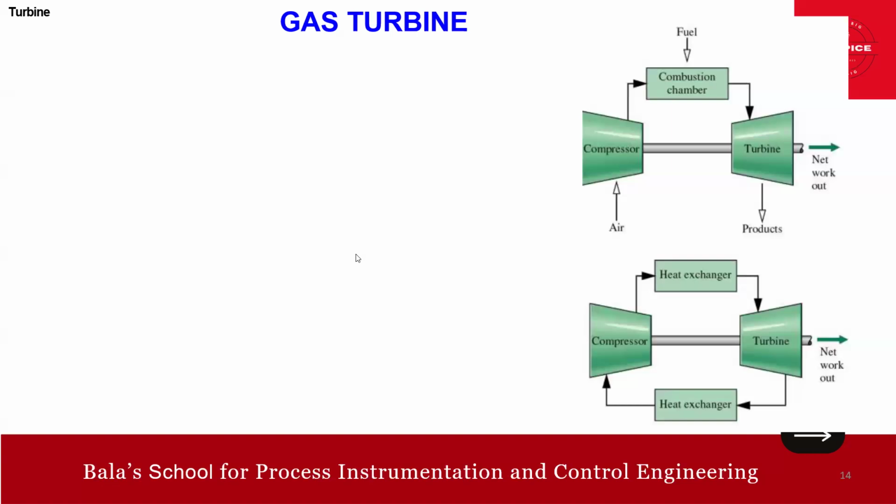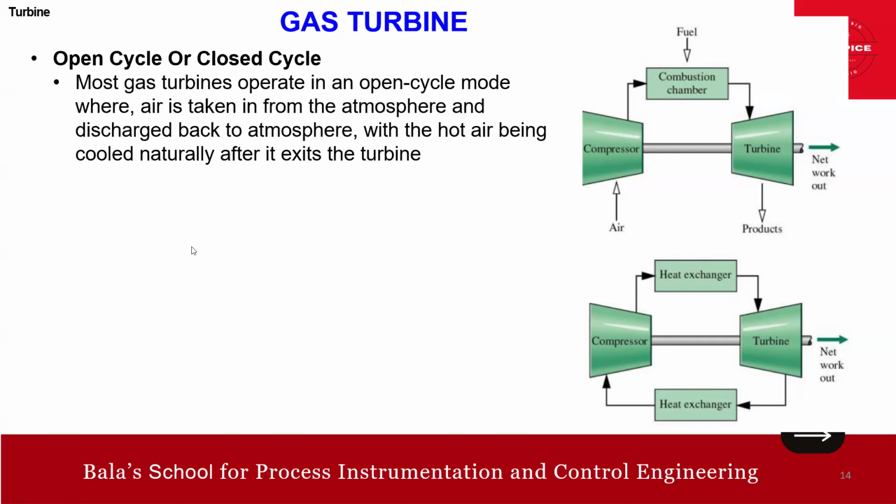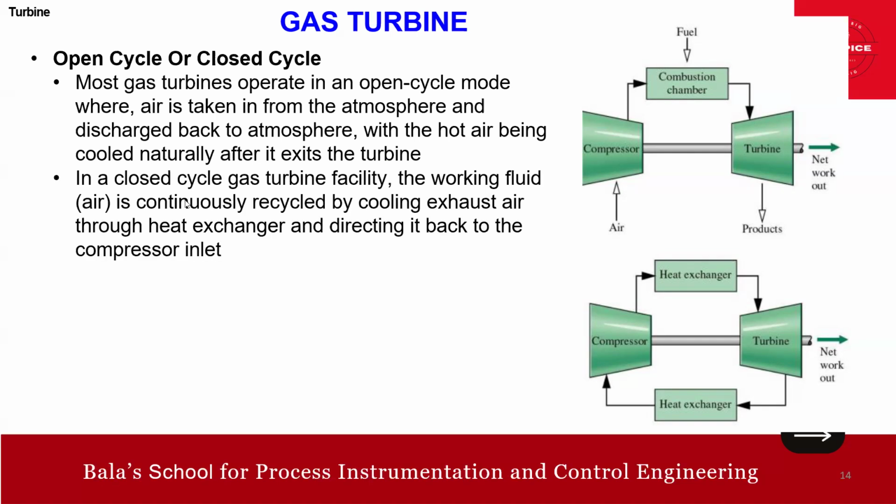Okay. Now we go into the open cycle and closed cycle. We also talked about that in the module actually when we discussed. See, most gas turbines operate in an open cycle mode where air is taken in from the atmosphere and discharged back to the atmosphere. Okay, discharged back. So yeah, the hot air is cooled naturally after exiting the turbine, natural cooling. But in a closed cycle, the working fluid air is continuously recycled by cooling exhaust air through a heat exchanger. This guy, we are using this and directing it back to the inlet.